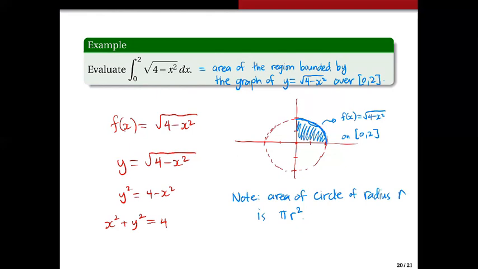Therefore, the integral from 0 to 2 of square root of 4 minus x squared dx is just pi times 2 squared divided by 4. You just need this slice here. And this is equal to pi. Without using the definition, we were able to calculate this. Okay?